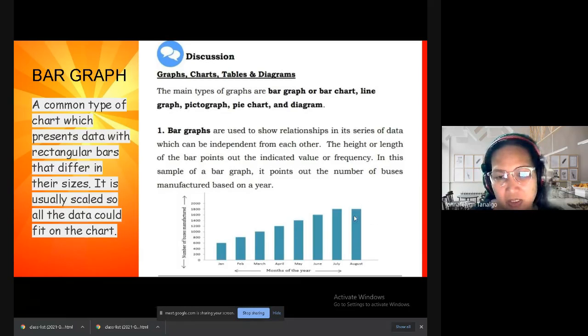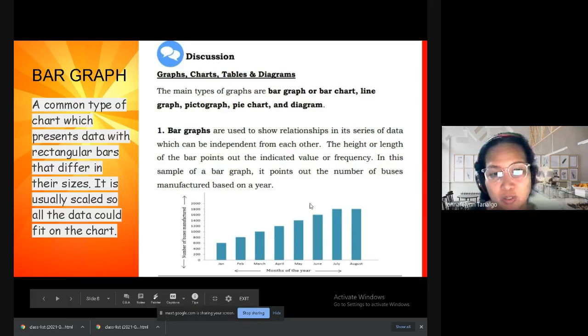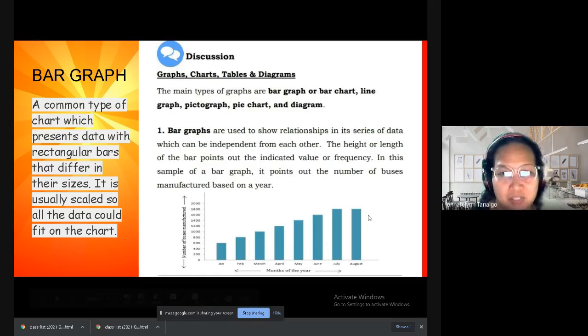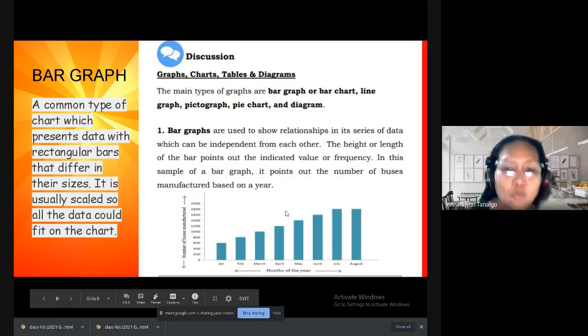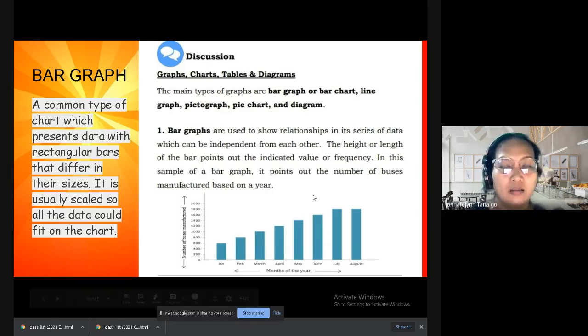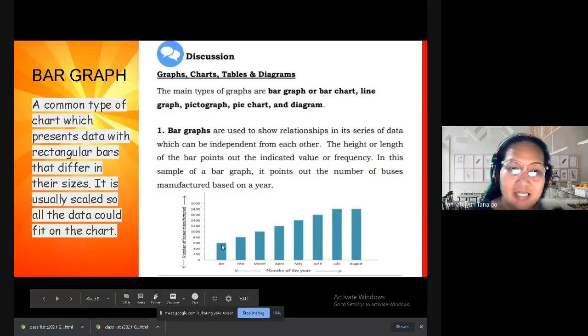It differs from one another, right? Small, big, medium. It is usually scaled so all the data could fit on the chart. It shows a relationship in its series of data which can be independent from each other. The height or the length of the bar points out the indicated value of frequency. In this sample bar graph, it points out the number of buses manufactured based on year. This is an example of a bar graph.